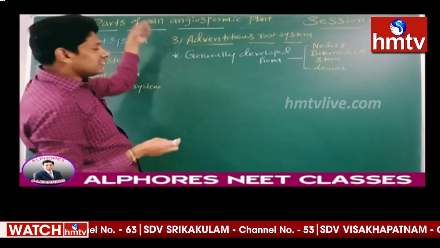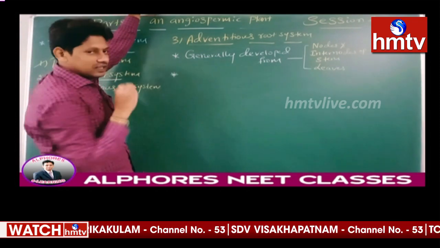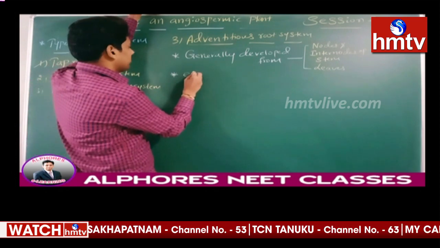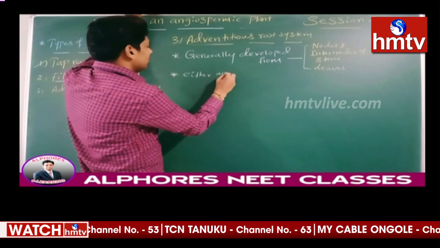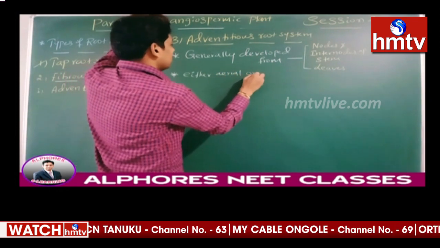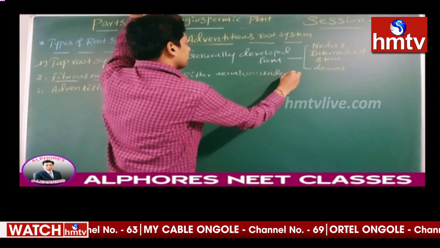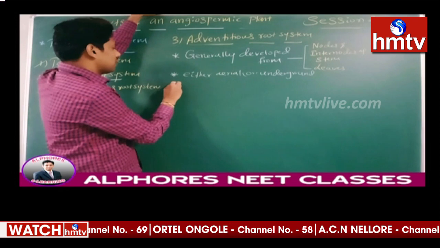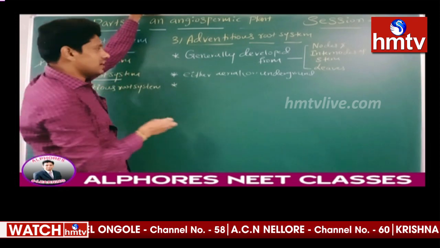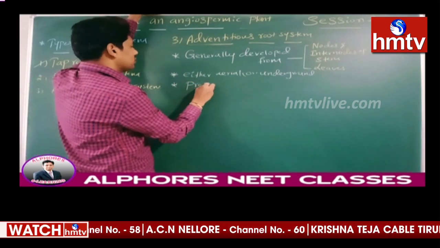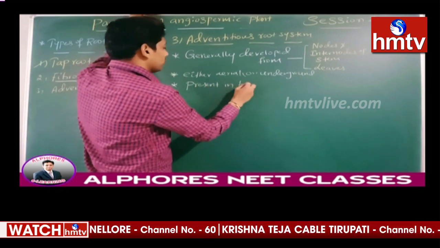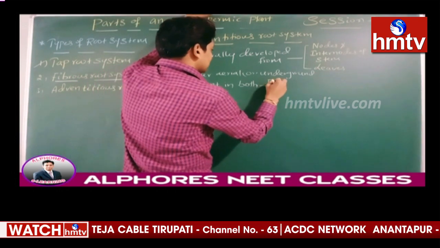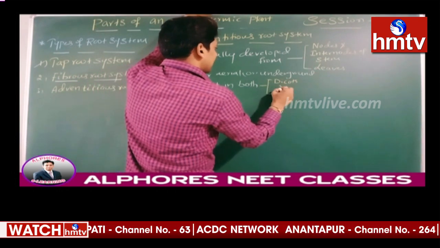These adventitious roots may be either aerial or underground. Which roots? Adventitious roots. These adventitious roots are present in which plants? Present in both dicots and monocots.